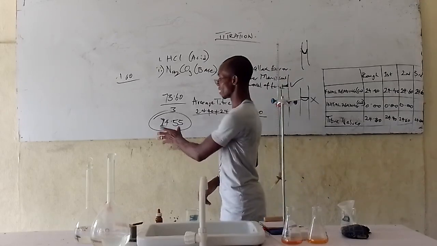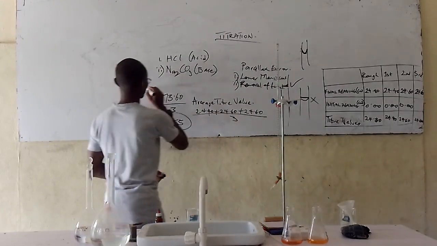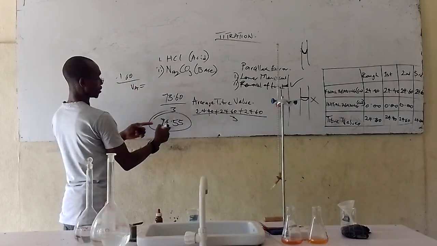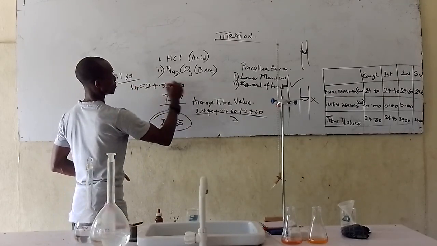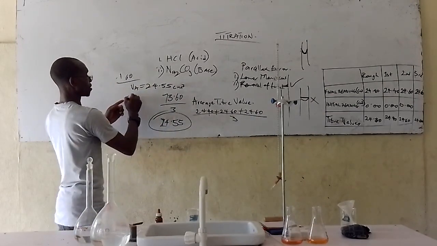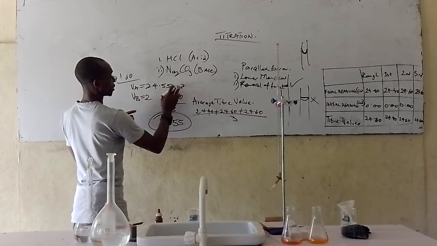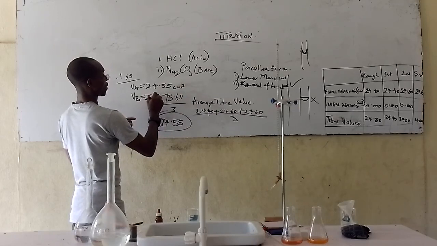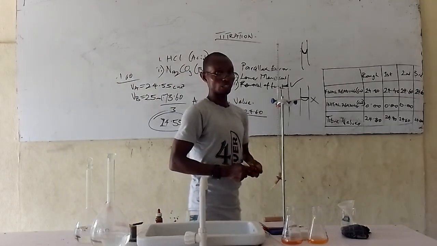So that is going to be the volume of acid that is used for a known concentration of base and a known volume of base. So our VA now is going to be 24.55 cm3. We should not forget to add that. And then we have our VB, which is known also to be 25 mL. So that is what we have for that.